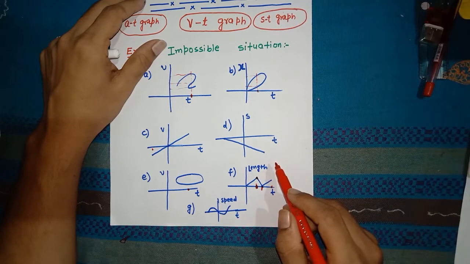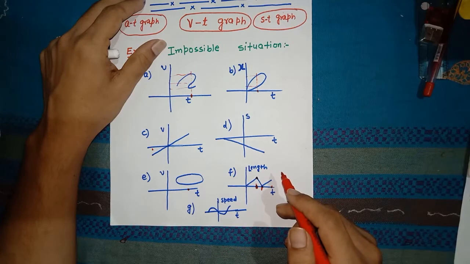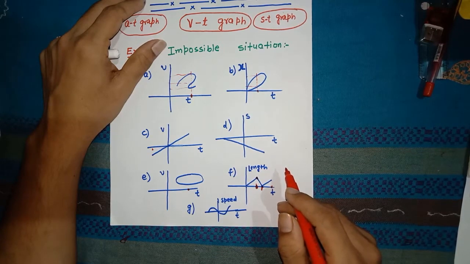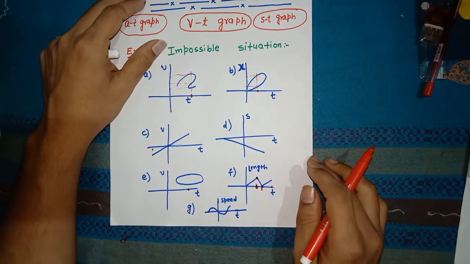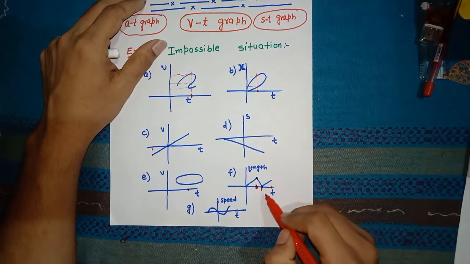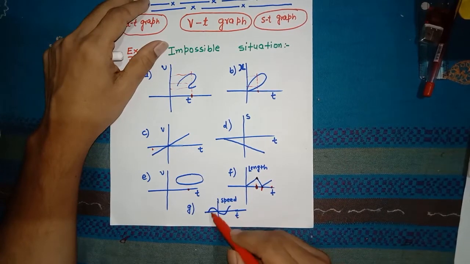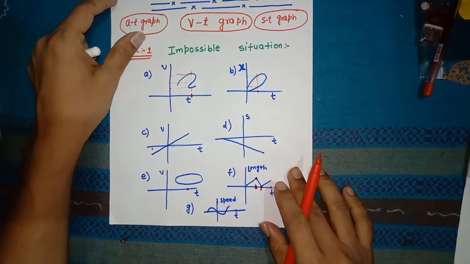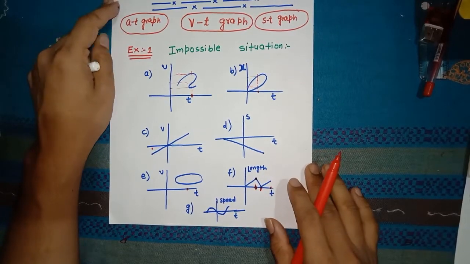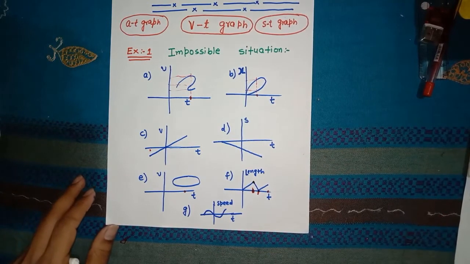Whether you go in the same direction or opposite, length must increase if you are in motion. That's why in any case length cannot decrease. So it is also not possible. In the same way, we can say that negative time has no meaning at all. So I have given you some impossible situations, and I have also told you why these graphs show impossible situations.